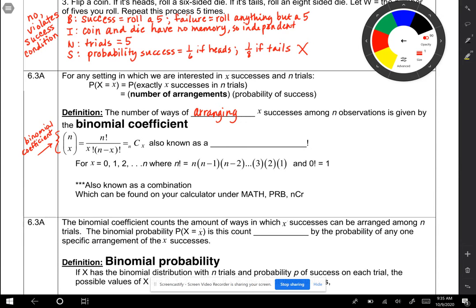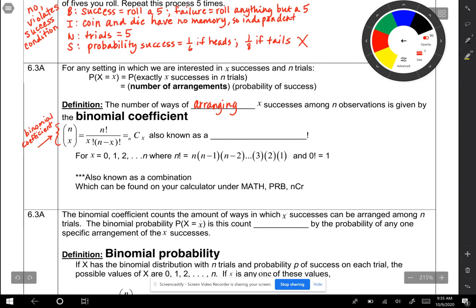This right here is the binomial coefficient. And it is equal to n factorial over k factorial, or x factorial, sorry. It used to be k before the College Board changed it. So x factorial times n minus x factorial. And this is the same thing as a button you can use on your calculator known as a combination. And I'll tell you the prompts on how to get it on your calculator. Most people just use a calculator because it's faster. And x is equal to 0, 1, 2, all the way up to n.